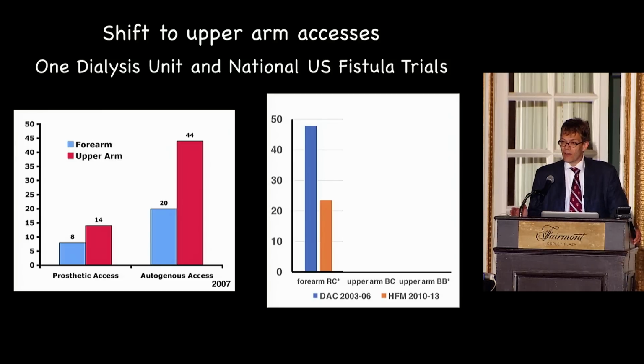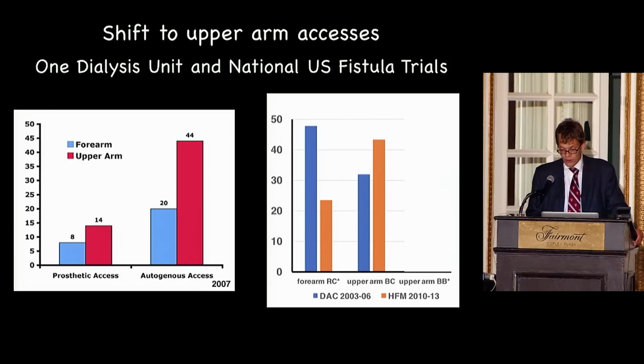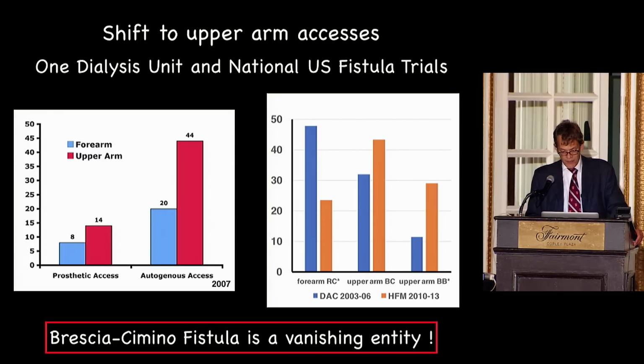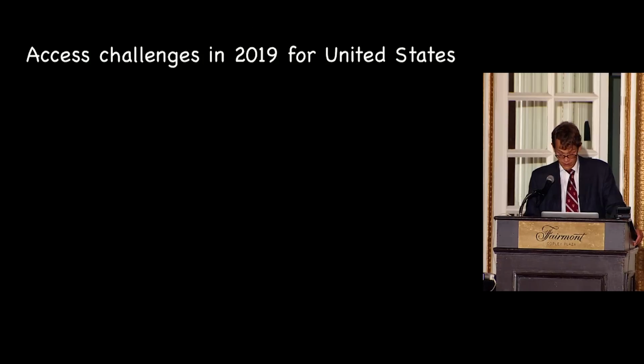If you look at the large randomized controlled trials that were performed with participation across the United States, the DAC study and then the HFM study 10 years later, you can see how the prevalence of choice of where the accesses go has changed. It goes from near 50% in the DAC study to 24% in the HFM study. And that may be a pattern you're familiar with at your local institutions. Conversely, the brachiocephalic vein fistulas have increased, and even more so brachiobasilic vein fistulas. So the forearm fistula is kind of a vanishing entity.